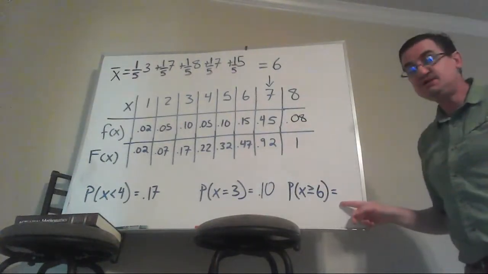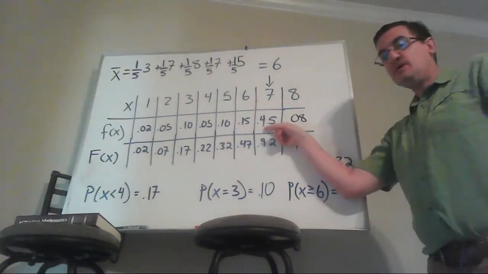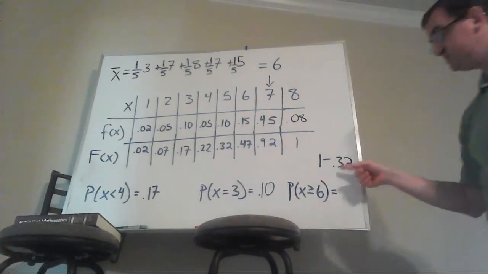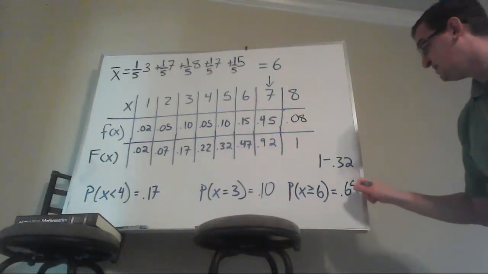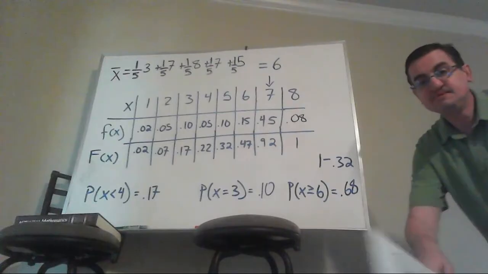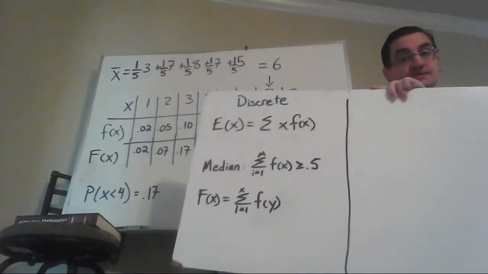But if I want a range, what's the probability of being equal to 6 or more? Well, that means not 5 or less, so not the 0.32. 1 minus that 0.32 gives me a 0.68. So I can save you a little bit of work there. So now we've got ourselves some of our first tools for how do we handle probabilities in a discrete table.